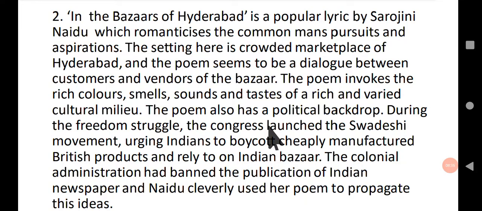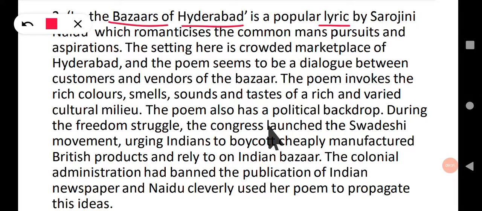Okay, so in the bazaars of Hyderabad, bazaars is a noun here, Hyderabad is also a noun. Together, the title itself can be called a noun here because that is a title. When you separate, bazaars is a noun, Hyderabad is a noun, but together this title, In the Bazaars of Hyderabad, can also be considered as a noun. Okay, remember that point.